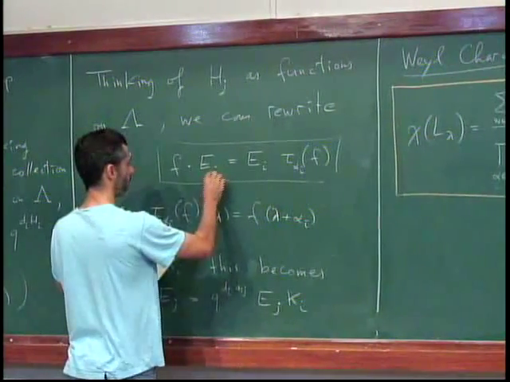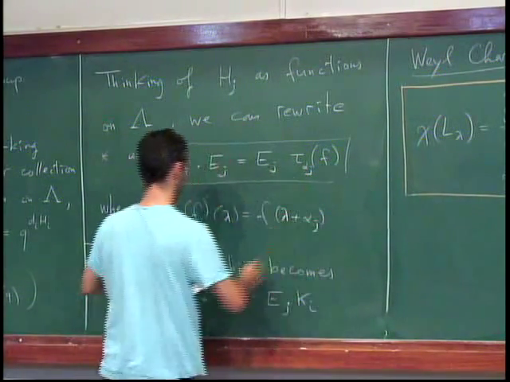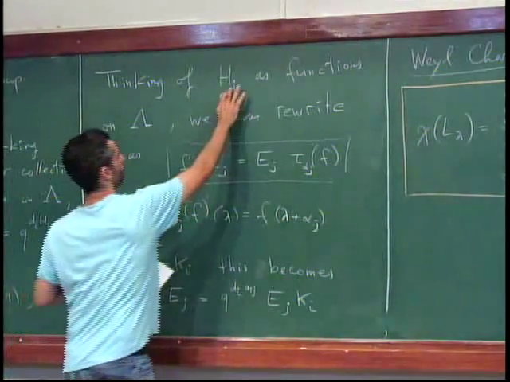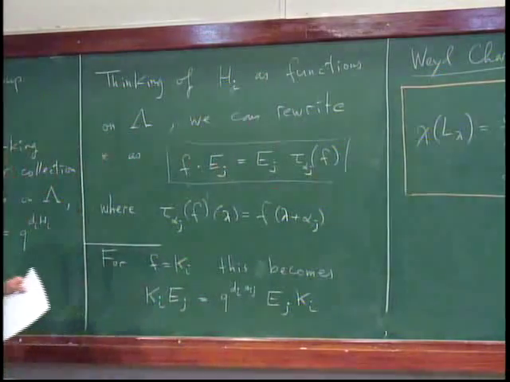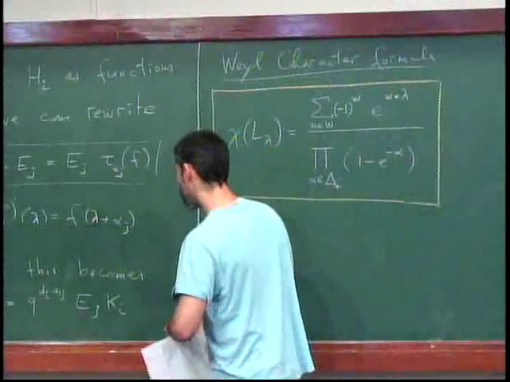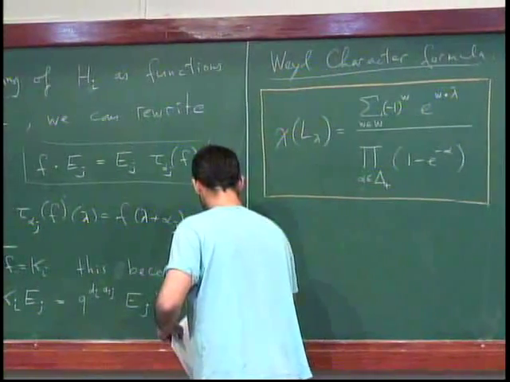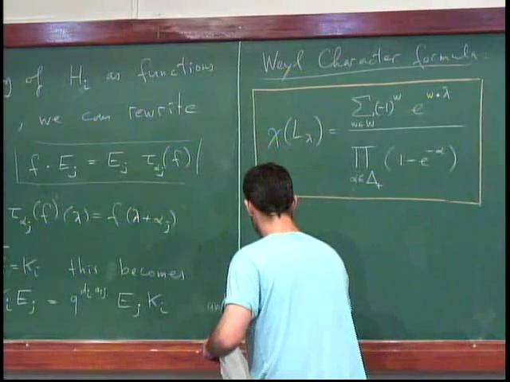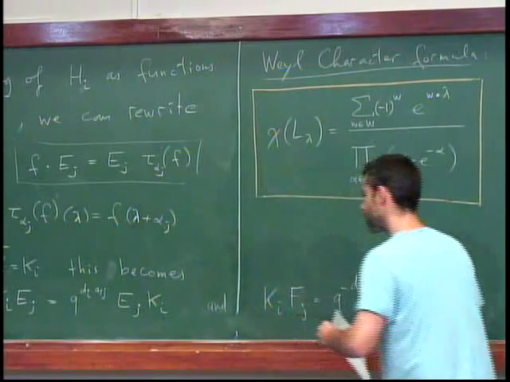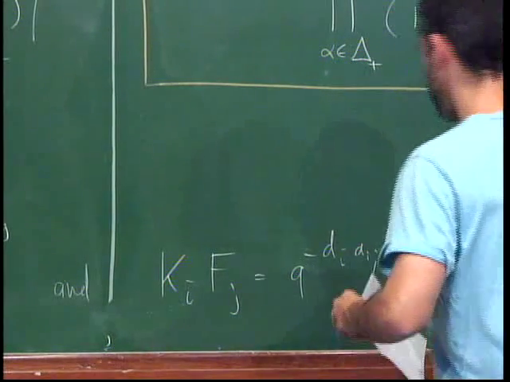Here, let me put j, so that it agrees with this. So this is one of them, and there's another one for F_i, which is K_i F_j equals q to the minus d_i a_ij F_j K_i.